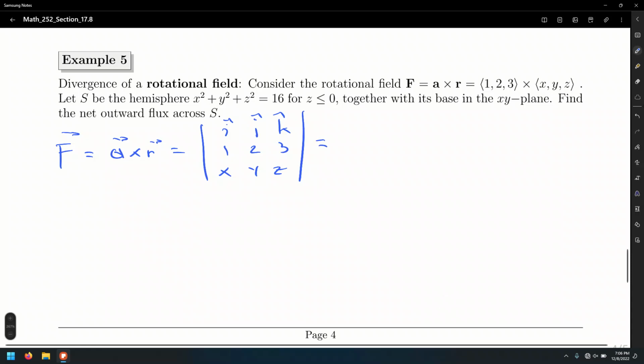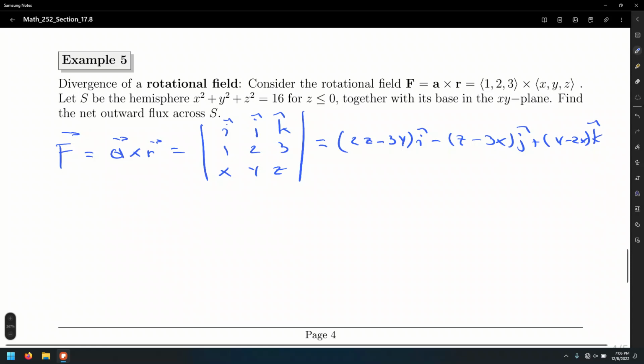Well, I'll give you the result of this. This should give us 2z minus 3y in the direction of i, minus, wait, that's my negative x, so z minus 3x, that's positive, in the direction of j, plus y minus 2x in the direction of k.